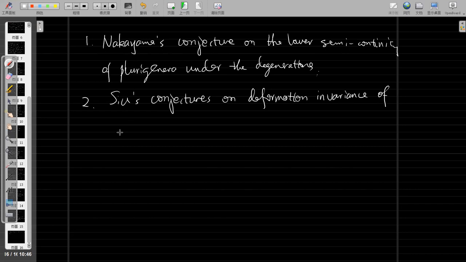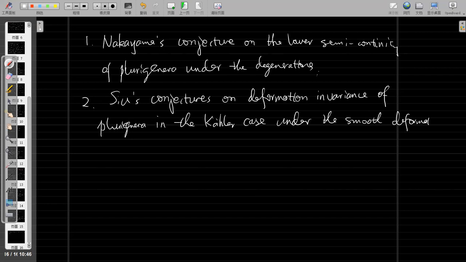Of progenitor in the Kähler case. On the smooth deformation. That means the family is smooth, yeah, a smooth family, and all the fibers are Kähler, right? And we also have some proposal by Professor Demailly, maybe early this year. If you're interested, you can read this paper.